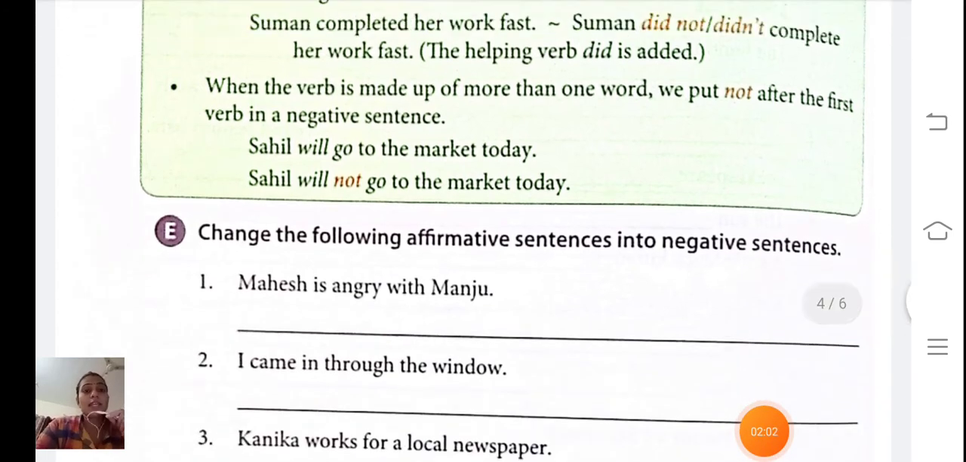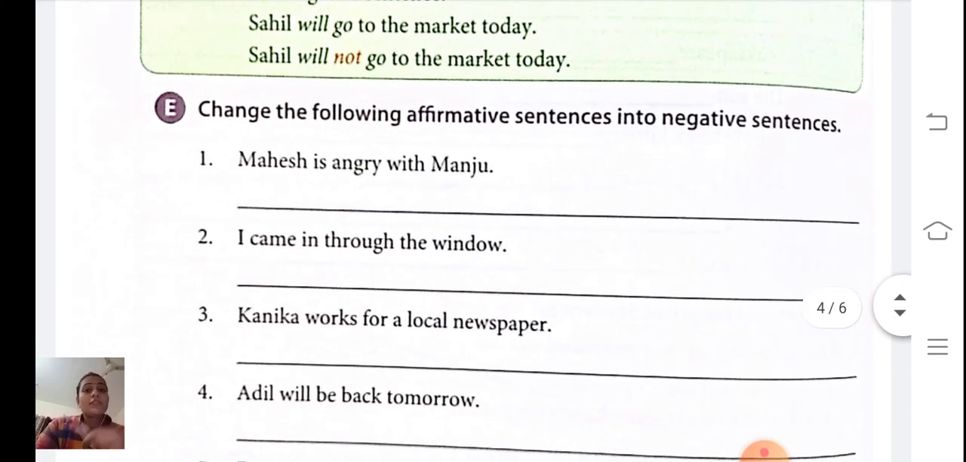Now let's see the exercise. E. Change the following affirmative sentences into negative sentences. First one. Mahesh is angry with Manju. So, how do we change it into negative? Mahesh is not angry with Manju. It is very simple.